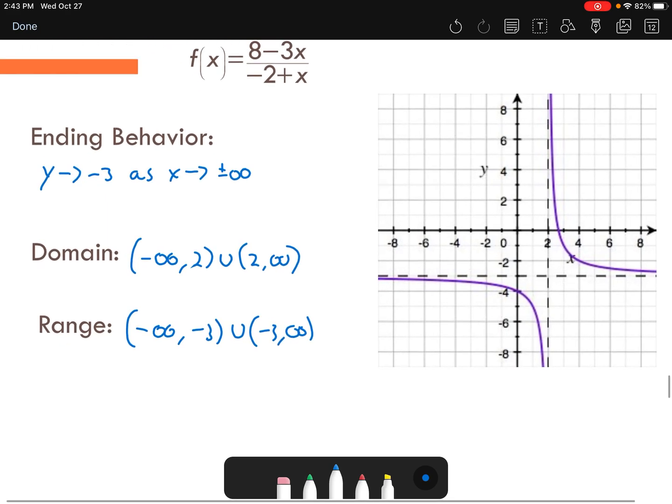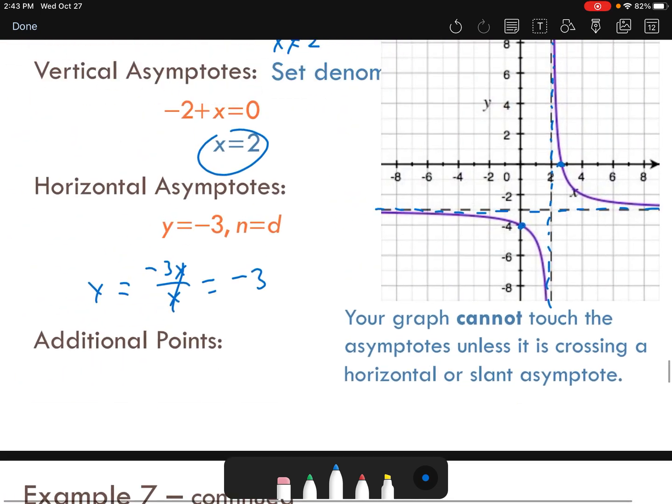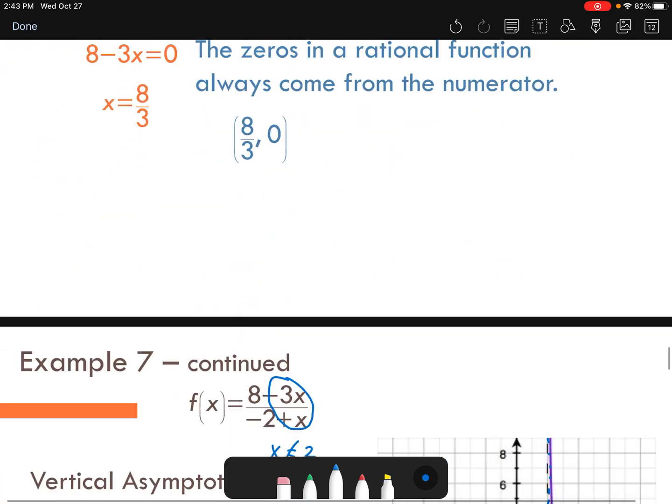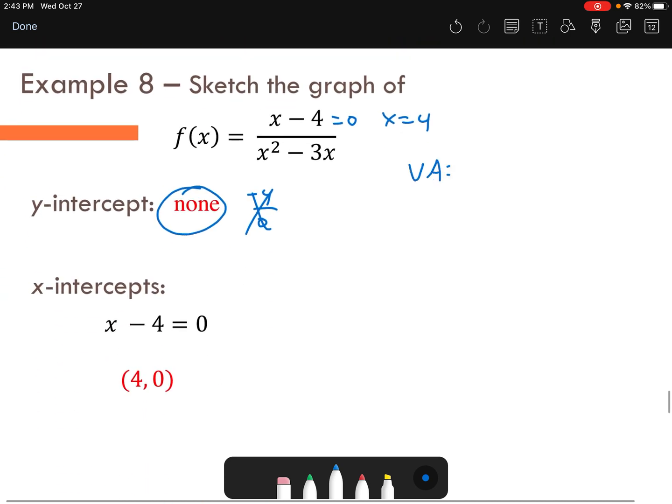And that's how we graph rational functions. All right, now I'm going to try to do this one without giving it away. I know we've already given it away, but that's okay. For the y-intercept, you plug in 0 and you get negative 4 over 0. Well, that means there isn't one. For the x-intercepts, we set the numerator equal to 0, so it's (4, 0). What else were we supposed to find? The vertical and horizontal asymptotes.